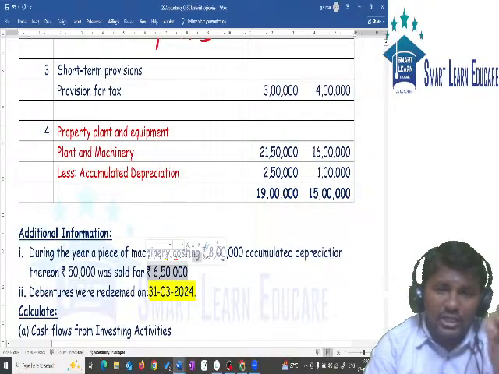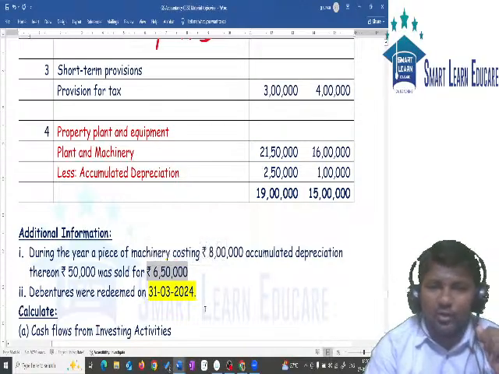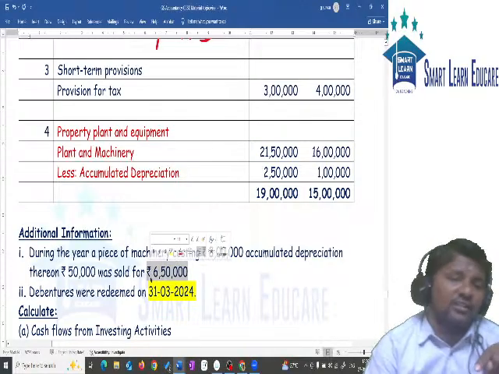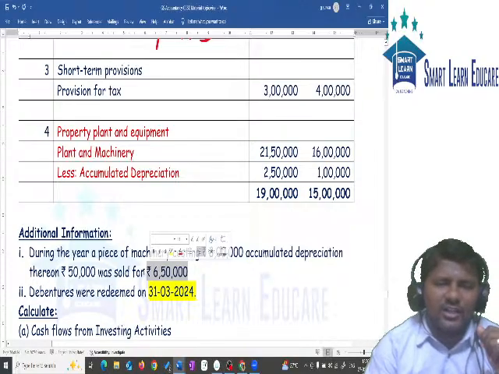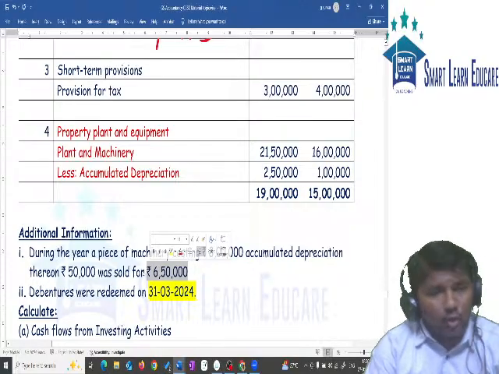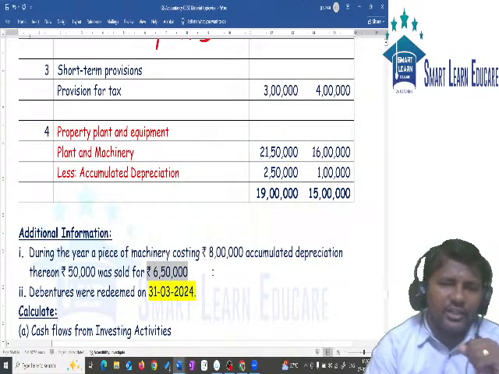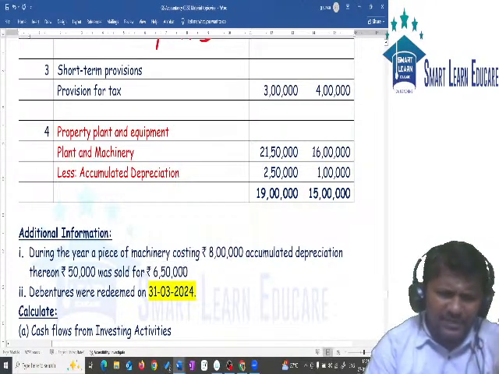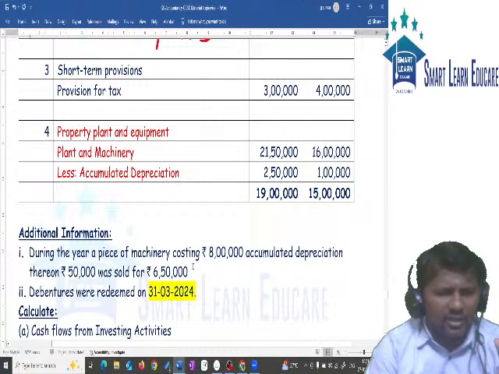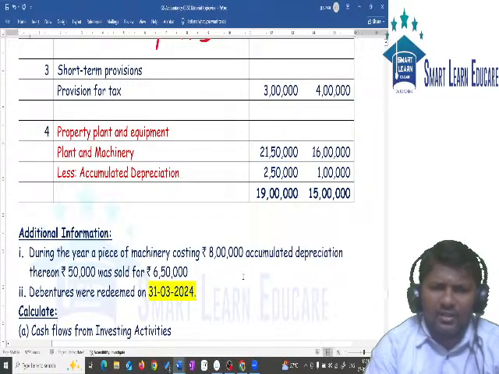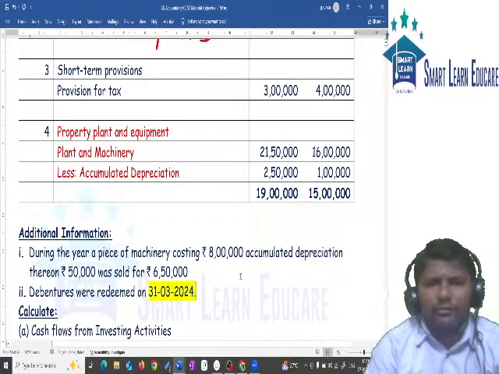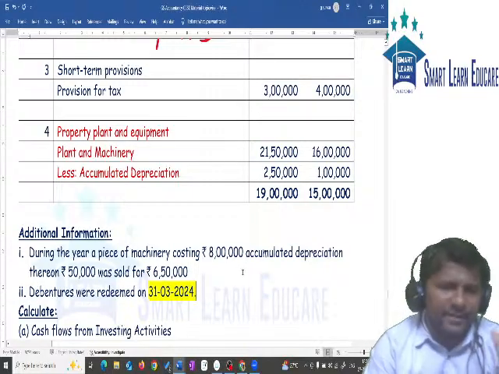In the last question, they didn't give the sale value. Here they have given the sale value. Instead of giving sale value, in the last question they gave profit as 10%. Here profit percentage is not given, and profit is also not given. You need to find out profit. Profit percentage is not required, only profit is required. That profit will come in P&L. Asset disposal, either you can prepare it or give it as a working note. If you prepare the ledger, better, because when you have a full-fledged question, you need to prepare all the things.